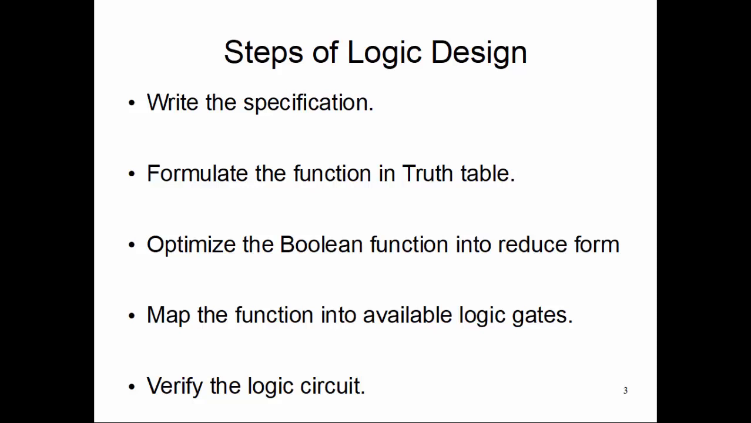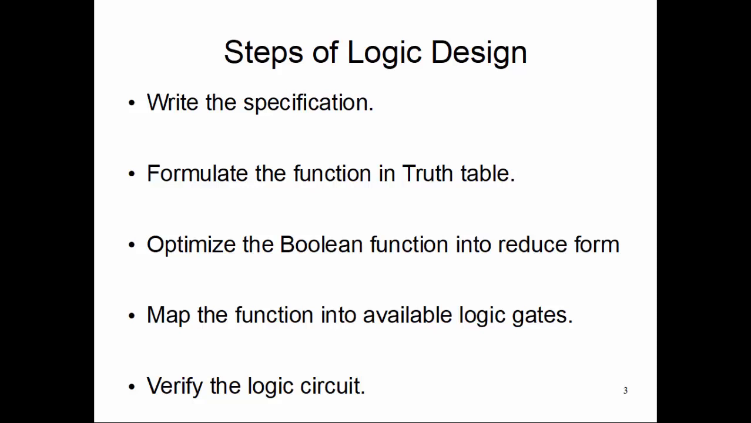And then from that specification, we need to formulate the function or the problem in terms of a truth table. Once we formulate it, then we pick up this truth table and optimize the Boolean function into the reduced form, like the most optimized reduced Boolean expression for the function, and map the function into available logic gates. What does it mean? Let's say your Boolean function comes about with AND, OR, NOT Boolean functions, maybe XOR is involved, XNOR is involved.